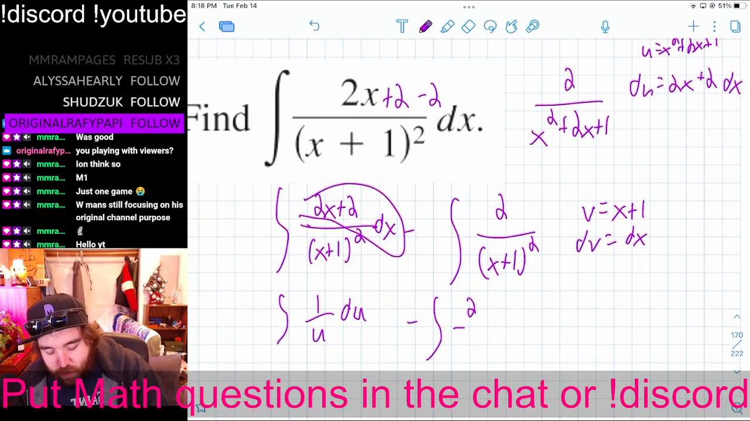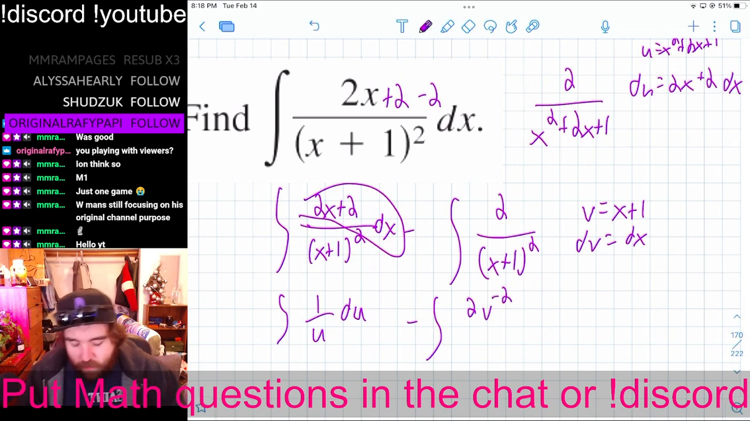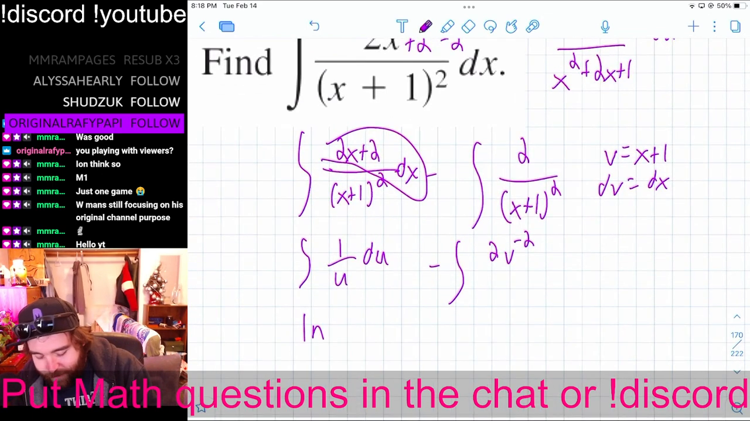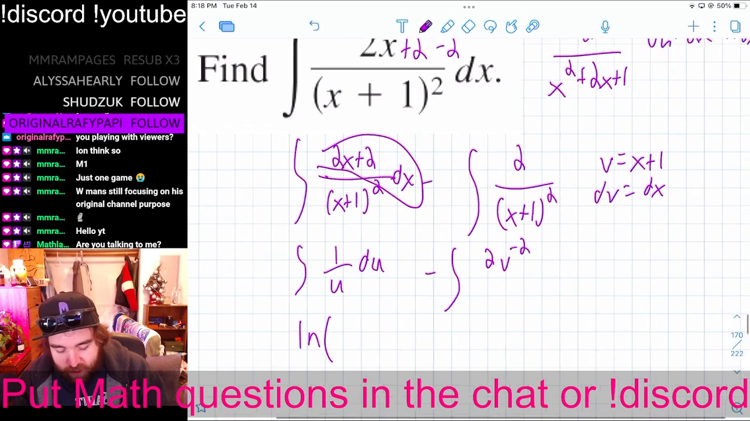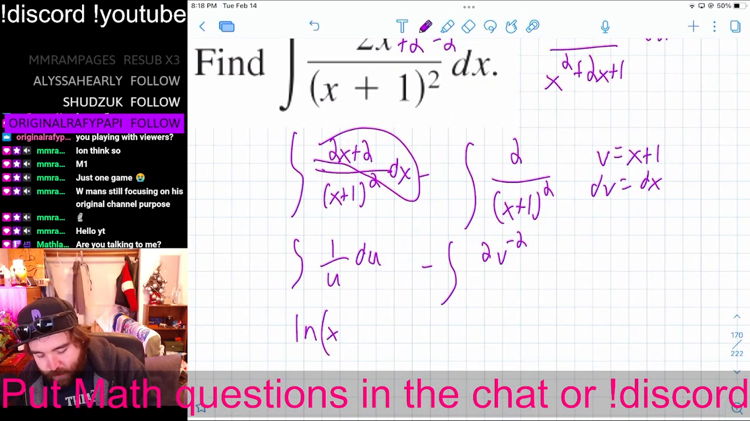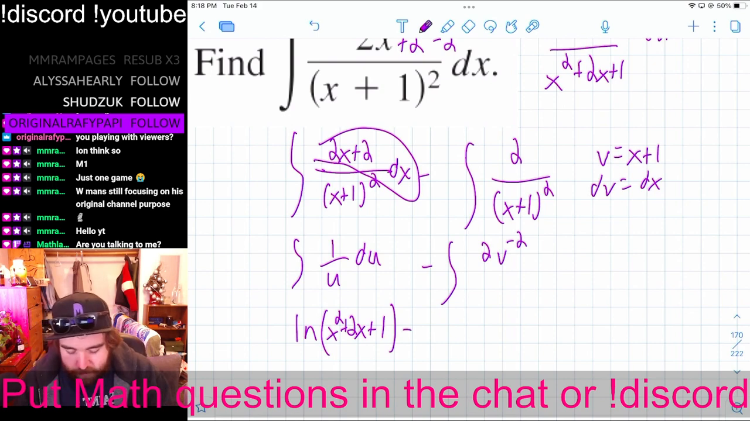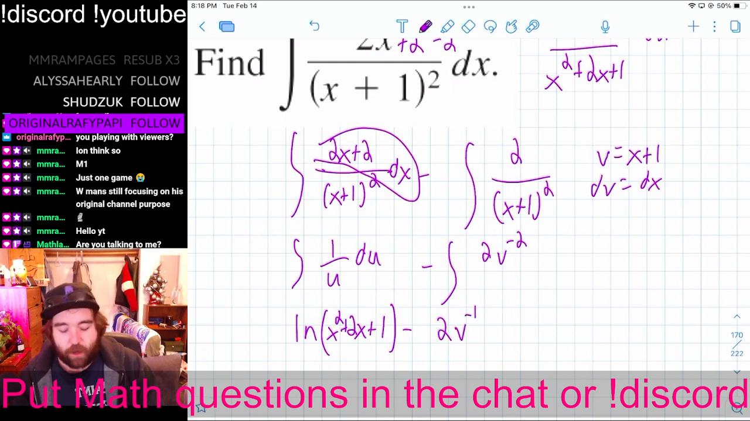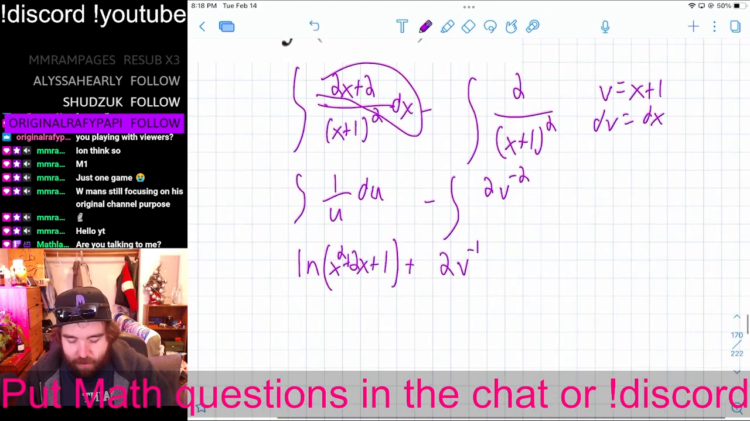Because then we're going to have 2 over v squared. Or even better, say v to the negative 2. Because then we're just going to use power rule on that part. So what do we end up with? The ln of u, which is x squared plus 2x plus 1, minus power rule here. So 2v to the negative 1, but then divide by the negative, so then add.